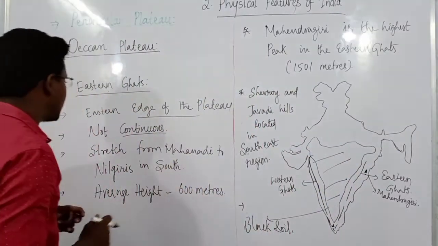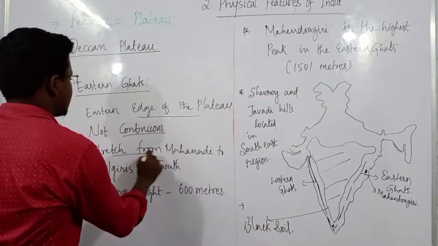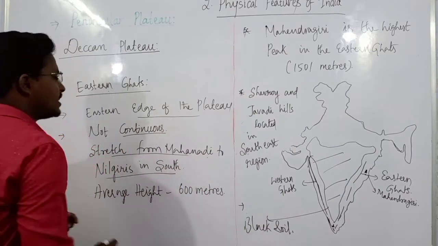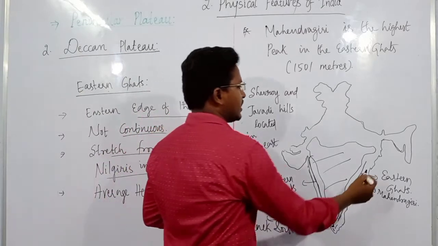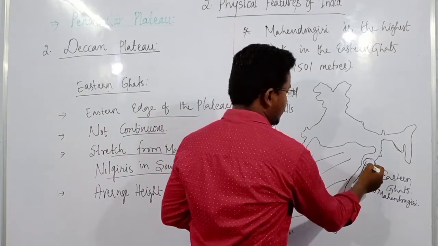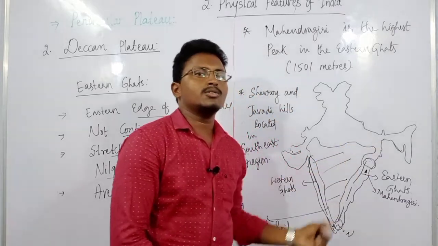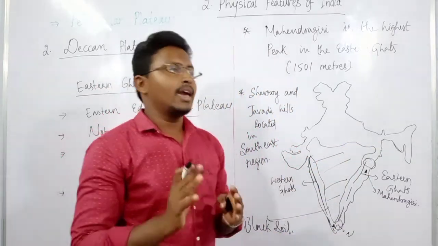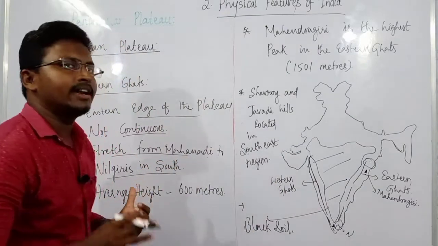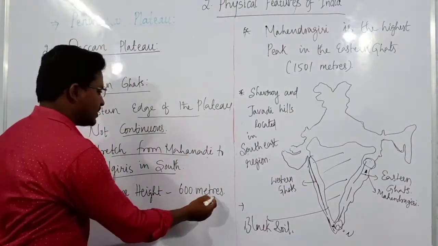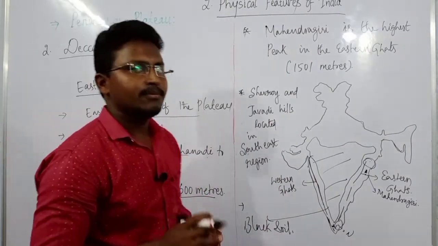Then the next one is that these Eastern Ghats stretch from the Mahanadi valley to the Nilgiris in the south. That means here the Mahanadi river is flowing from here to here. Here the Nilgiri hills are there, so from here to here these Eastern Ghats are extending. Then the average height of the Eastern Ghats is somewhere around 600 meters.